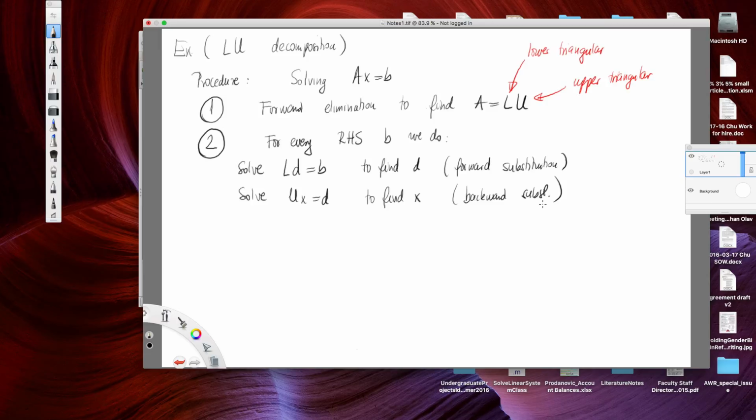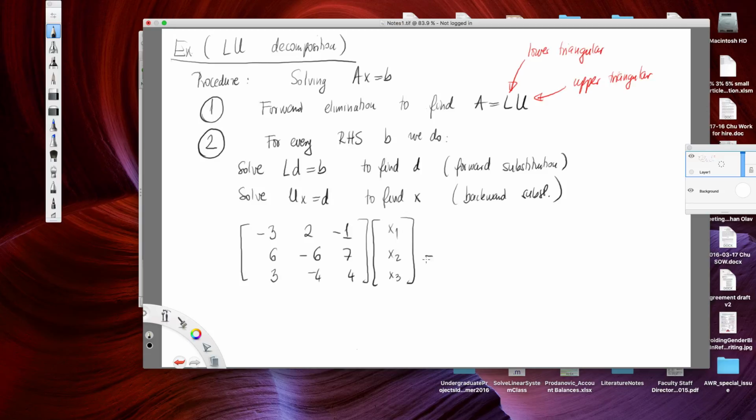Okay, let's do it. So my system that I'm solving will be the matrix with rows minus 3, 2, minus 1; 6, minus 6, 7; 3, minus 4, 4; times x1, x2, x3 is equal to minus 1, minus 7, minus 6.